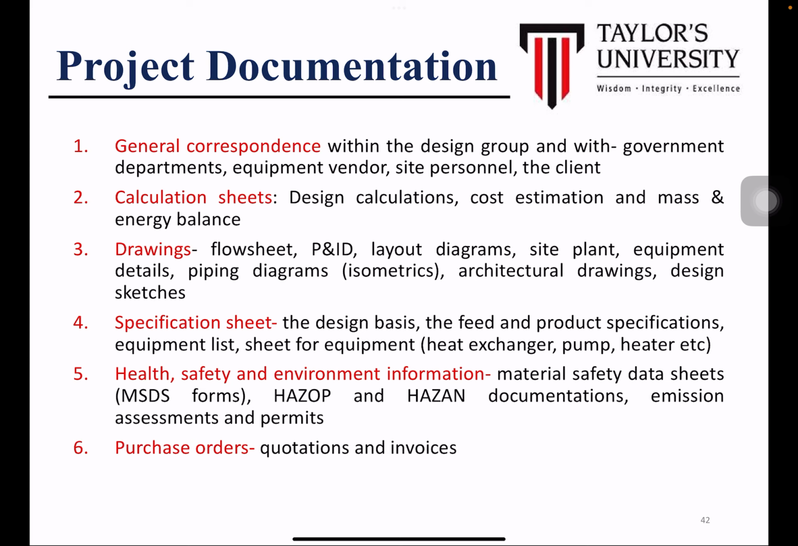Next is your health, safety and environment information. So health and safety information, generally you will get all from MSDS forms. HAZOP and HAZAN documentation has to be done. Emission assessments and permits need to be obtained, because you cannot release harmful gases to the environment. Make sure you meet the criteria set by the government. Then all the purchase orders, quotations and invoices have to be documented.